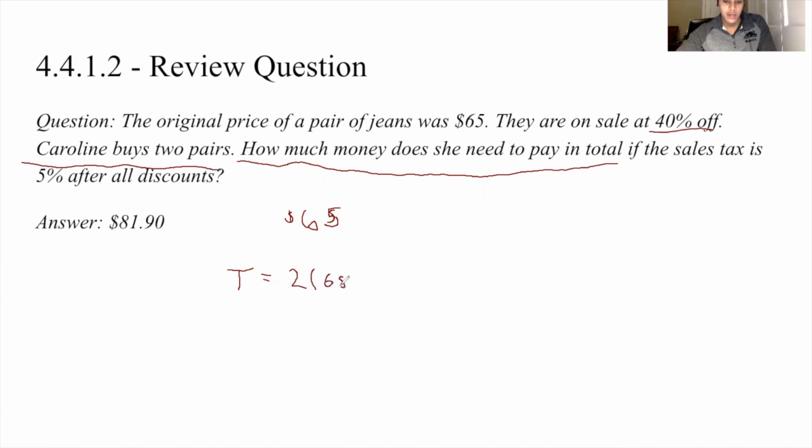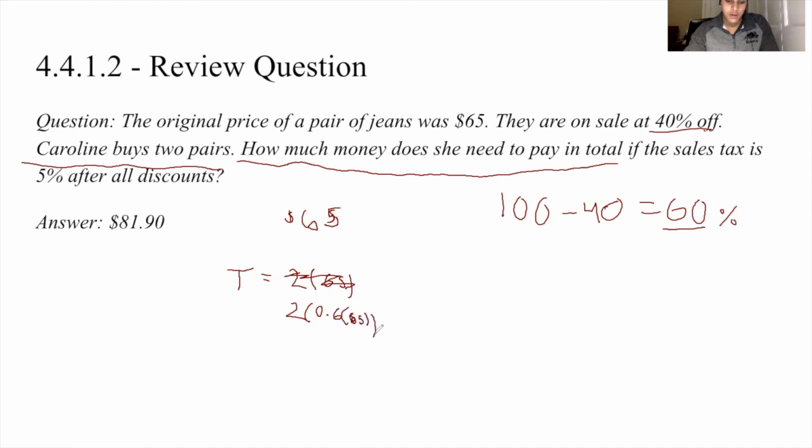But wait, the jeans are 40% off, which means in order to find the price of each individual pair, I need to use my knowledge about the word off and find that 40% off means that they're going to be 60% of their original price. Because if you subtract that 40% from 100%, you get 60% left. So I'm actually going to cross this off and write 2 times and then 0.6 times, because 0.6 is 60% in decimal form. So 0.6 times 65.